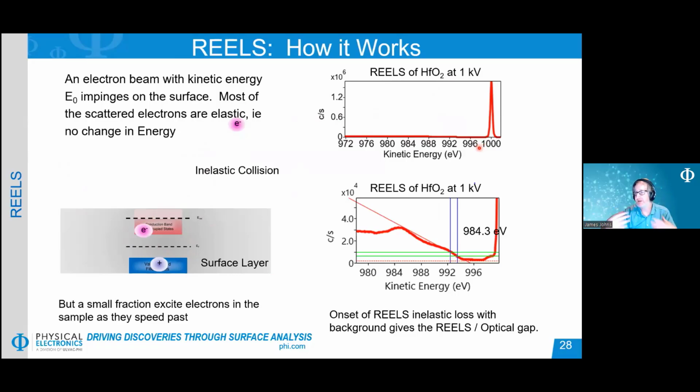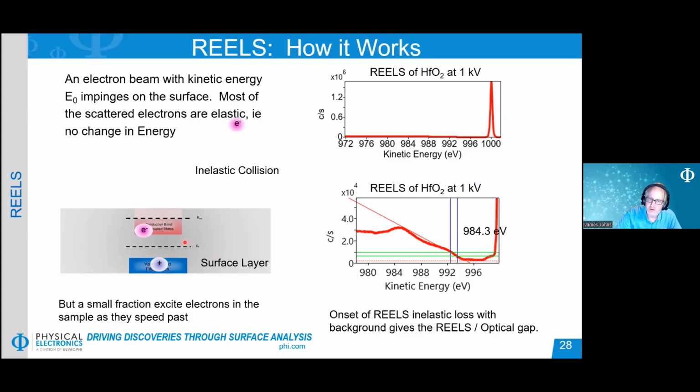This is being done in an XPS instrument. So we have an electron energy analyzer. We can use the exact same energy analyzer. You'll see that the vast majority of electrons are just scattered elastically, right? No change in energy. But if we zoom in on this region, we can see this is the tail end of that elastic peak. We have this region down here where there is no signal.